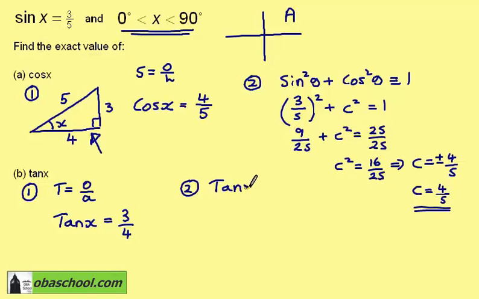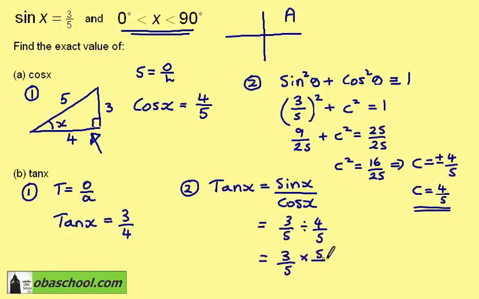A second method would be to use the identity tan x is sin x divided by cos x. Sin x we know is 3/5, and we're dividing by cos x, which is 4/5. Turn the second fraction upside down and multiply, and we get left with 3/4. It's encouraging to note that we get the same answer both ways.